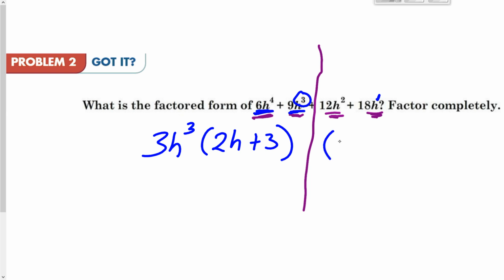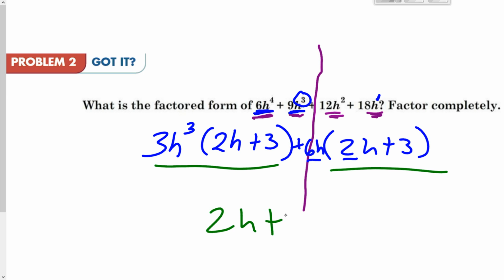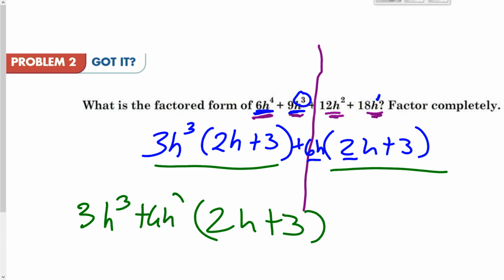Then this side, that should be the same, right? A 2h plus 3. So what times 2 is 12? That'd be 6. And what times h is h squared? I need another h, right? So it should be a positive 6h there. Now they're the same. I can factor that out because 2h plus 3 is the same on both of those. What's left? A 3h3 and a positive 6h.